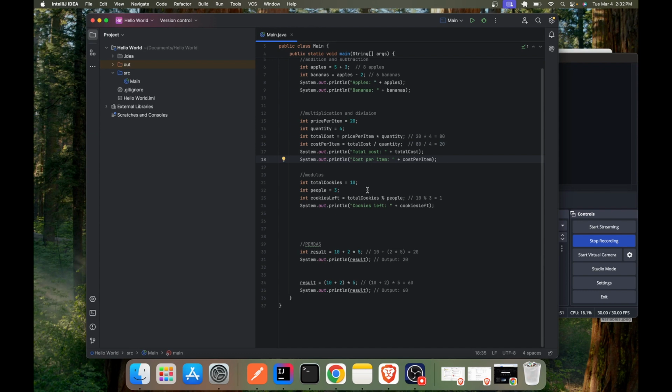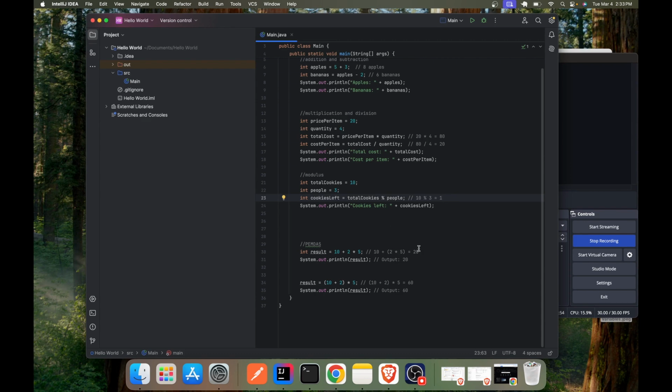Okay, now let's take a look at modulus. Modulus is an operator that gives you the remainder of whatever value after it divides. So, for example, if we have total cookies of 10, but we have 3 people, if everybody wanted to get a whole cookie, how many cookies would be left after we gave out everyone a whole cookie? So if we took our total cookies and modulus by our number of people, that value would be 1.